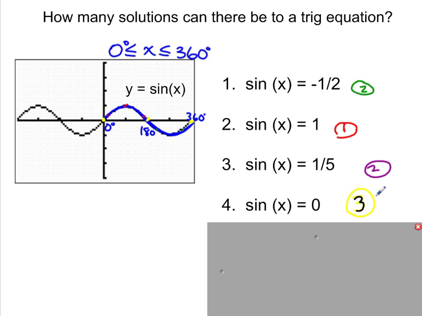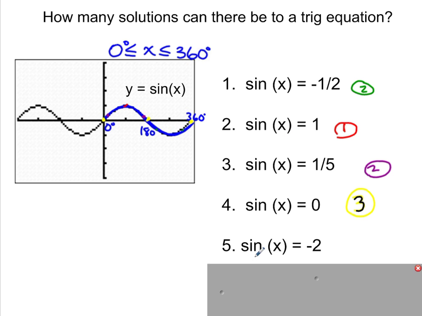Okay. And finally, how many times is that graph equal to -2? Well, that would be like right down here. Never, right? It can never equal -2. So sometimes there are no solutions to a particular trig equation, even though there would be to a regular equation. All right, so with that in mind, let's consider another equation.